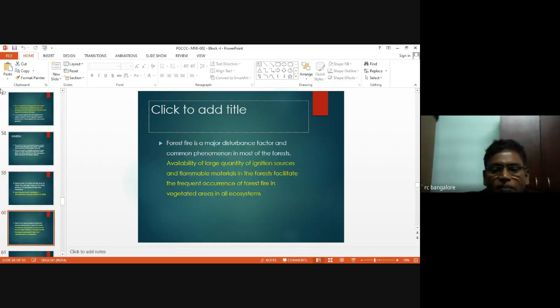Forest fire is a major disturbance factor and a common phenomenon in most forests. Availability of a large quantity of ignition sources and flammable materials in the forest facilitates the frequent occurrence of forest fire in vegetated areas in all ecosystems. Why does forest fire take place? Because of the availability of ignition sources, that means dry materials, dry leaves in the forest, which are flammable and very susceptible. If temperatures are high and any spark takes place, then immediately a forest fire may arise.